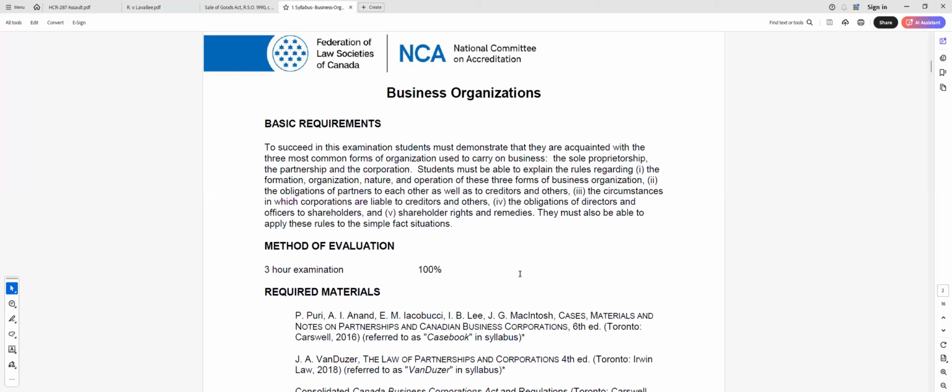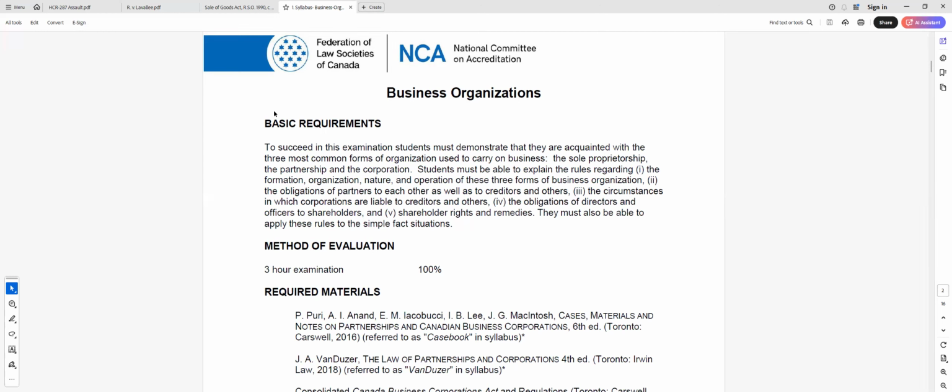The syllabus content is not that hard to understand, because it's a substantive law. There is nothing procedural, but we need to understand what is expected of us from this subject by the NCA, and what sort of exam questions could come. We can guess from that.